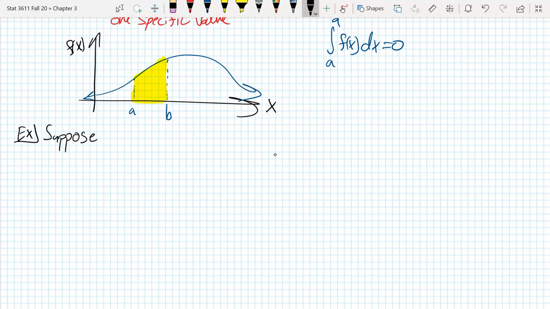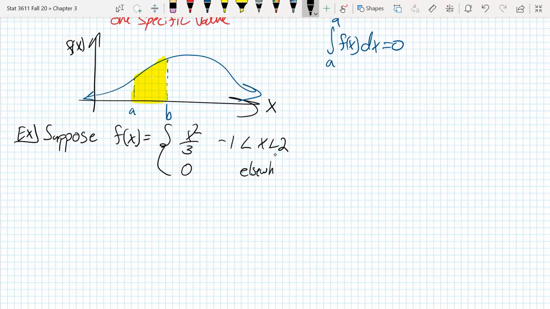Suppose that little f of x is equal to x squared over 3, from -1 to 2. And then it is implied in the fact that this is a PDF, but we'll say 0 elsewhere just to be specific.